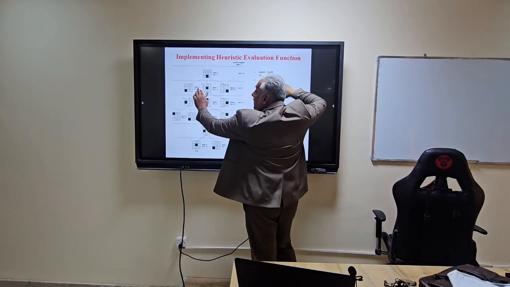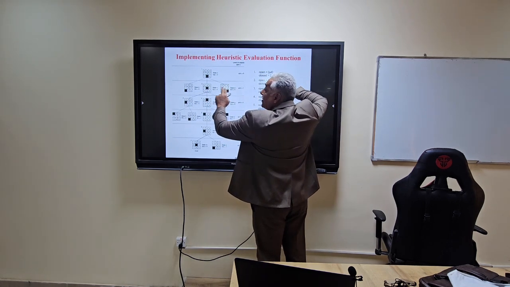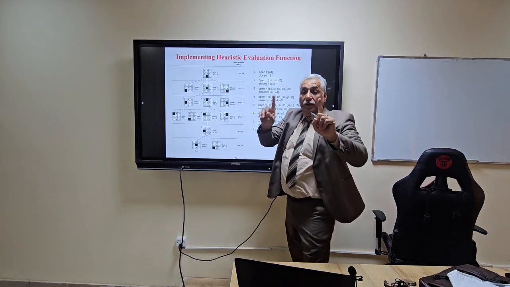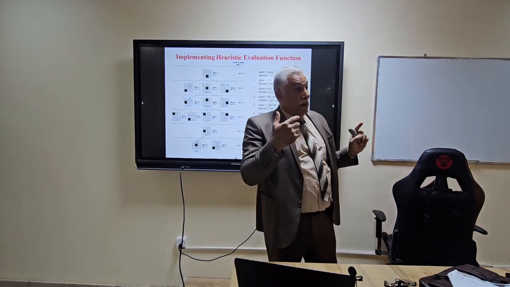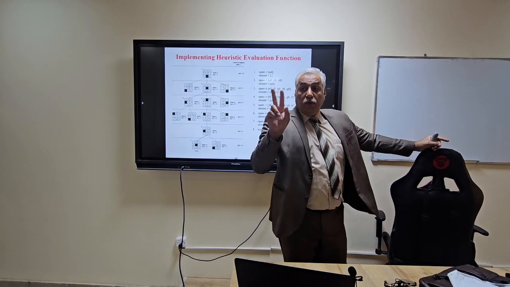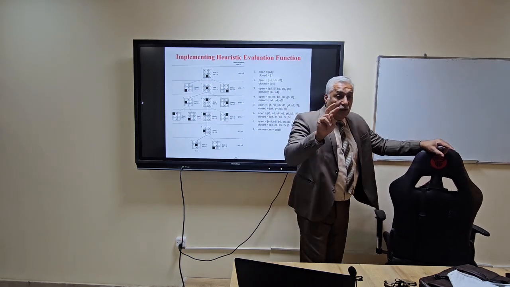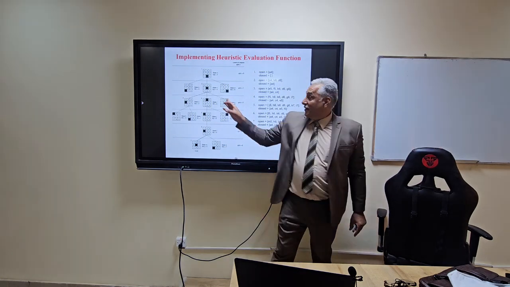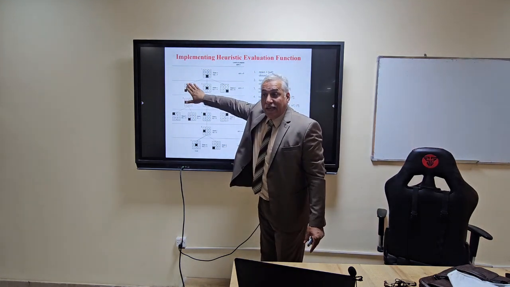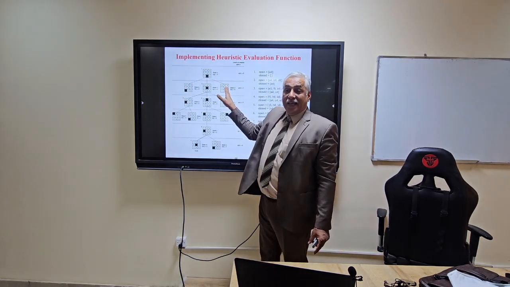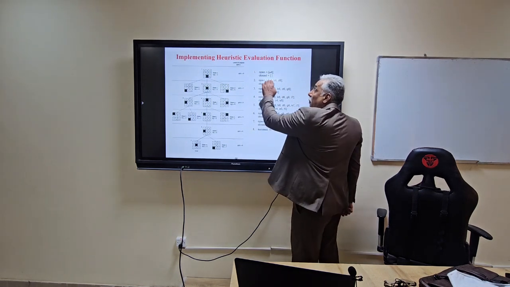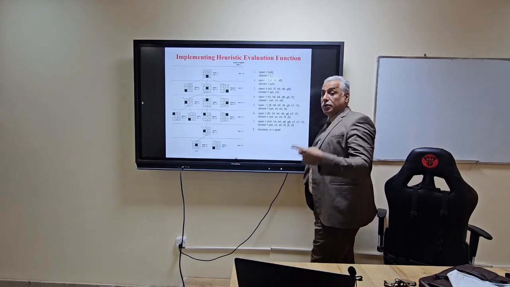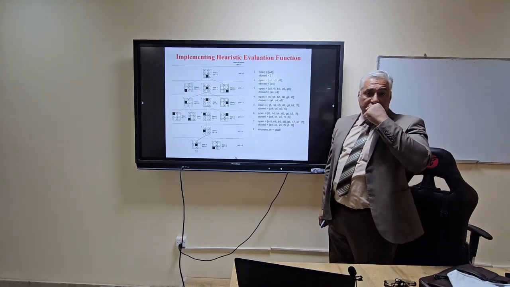And for the others, B and D, I will select B first because B and D have equal value. But remember, when I encounter two nodes with the same value, I select the first one I reach. So I select B, and after this D here. Now the order is C, B, D, and I put A in the closed. This is the second iteration.